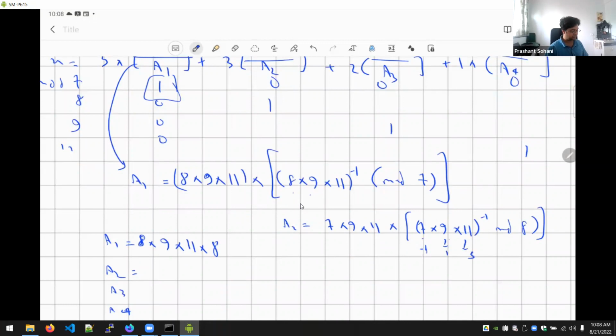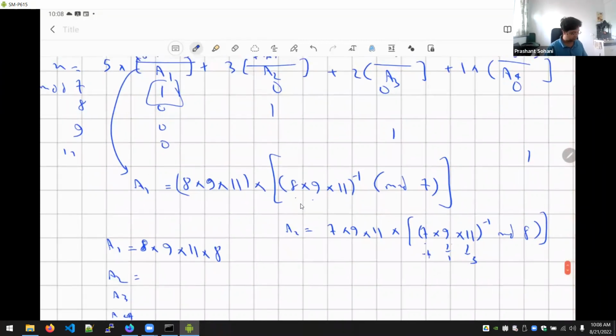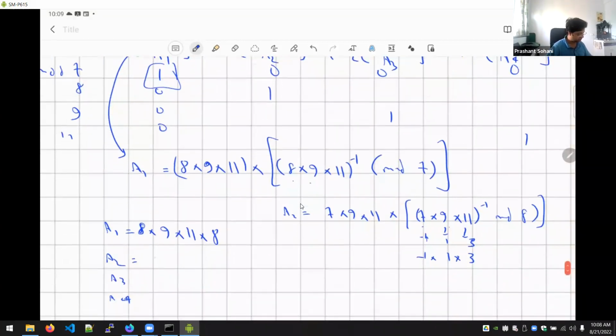So -1 will be its own inverse because -1 into -1 is 1. 1 is also its own inverse. 3 threes are 9. Interesting. 3 is also its own inverse. So the whole thing is simply -3. So A2 is simply 7 into 9 into 11 into -3.